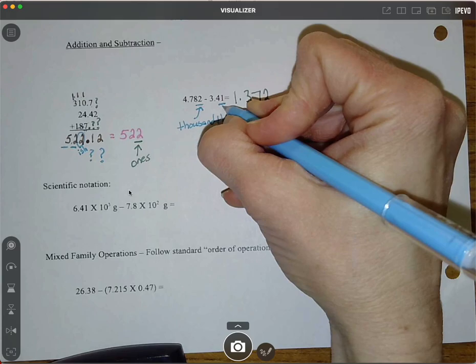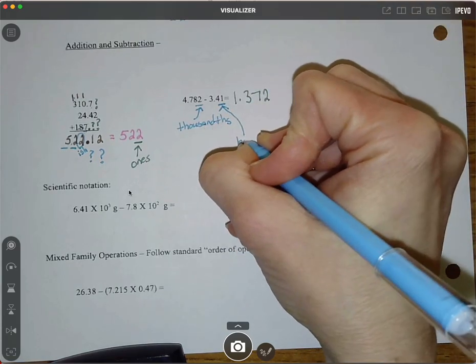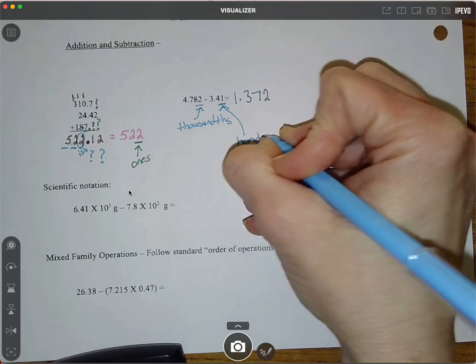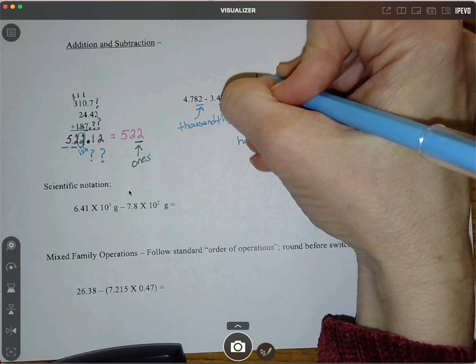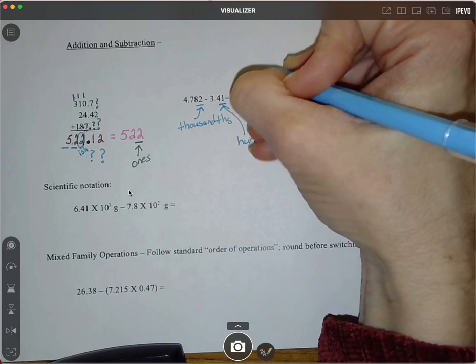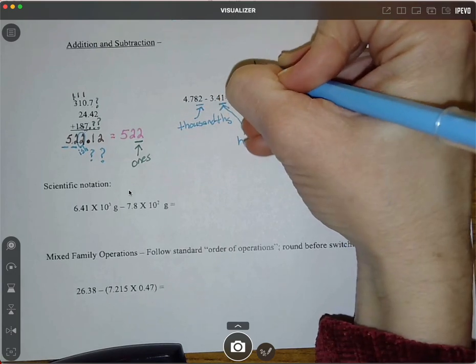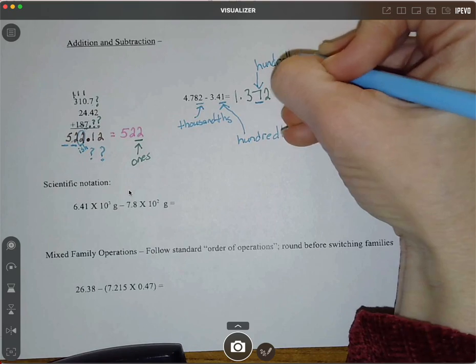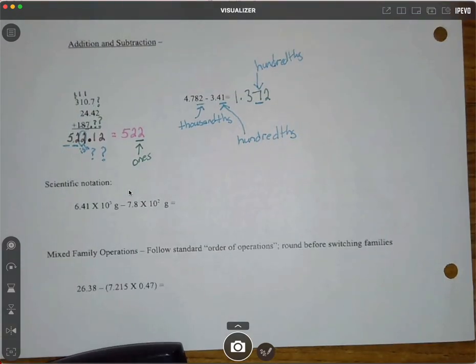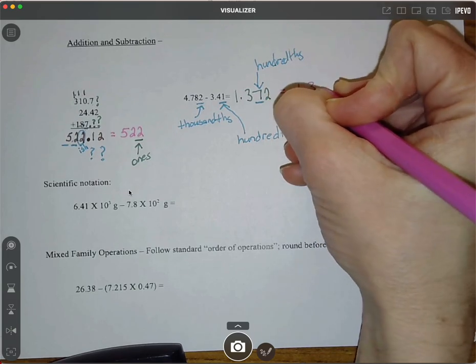This one right here goes to the hundredths. So that means I can only go that far, to the hundredths place. So the answer to this is 1.37.